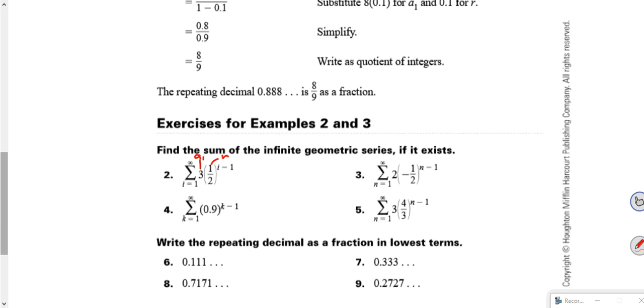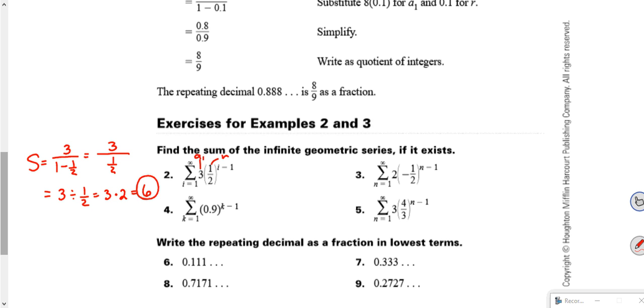So my formula, S equals A1, that's my 3, over 1 minus R, which is 1/2. Well, that is 3 over 1/2. 1 minus a half is a half. So that is 3 divided by 1/2, which is 3 times 2, or 6. Now, I'm probably not going to write every step out like that every time, but just so you can see. Remember, when you're dividing fractions, you're multiplying by the reciprocal of the divisor. You flip the second one.